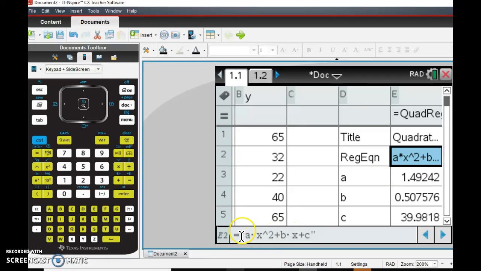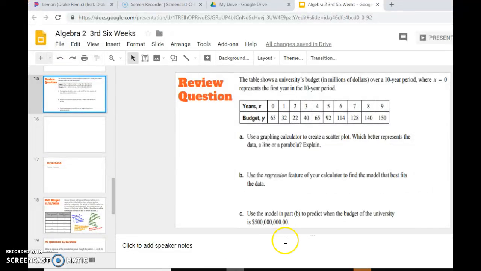Ax squared plus bx plus c. It really is times, but we just read it as ax squared. Okay, then back to over here. Now, here comes the challenging part. Remember, I told you, we have to take this to the next level.